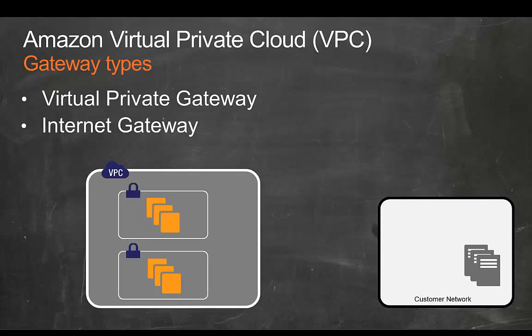Now, Amazon has different types of gateways. They have virtual private gateways, which give you a back-end connection into your own private subnet. And they also have internet gateways, which connect you directly to the internet. We're going to deal today mostly with the virtual private gateways themselves.